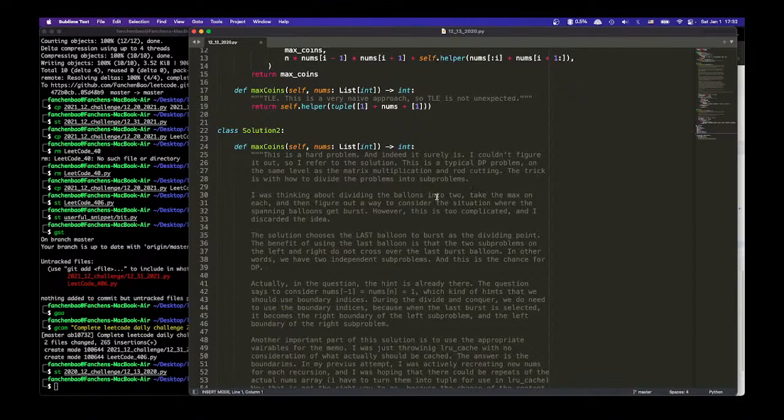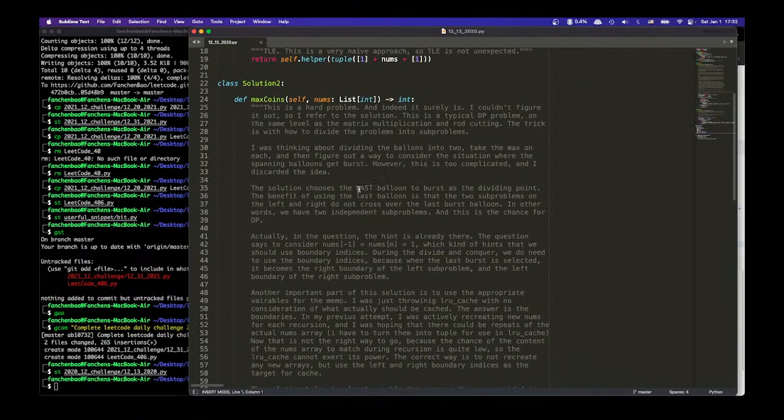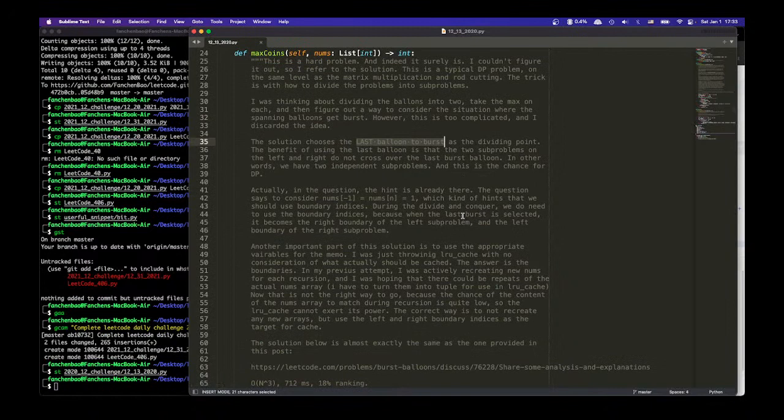Divide. I was already thinking about dividing in two, taking the maximum on each, and then figuring out a way to consider the situation where the spanning balloon gets burst. The last balloon to burst. Yeah, I finally understood. It was the last balloon. It's divide and conquer. Yes.